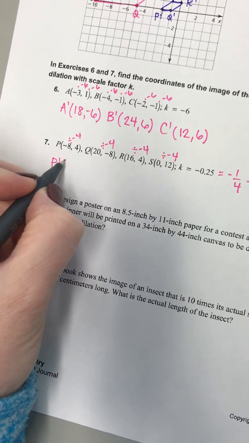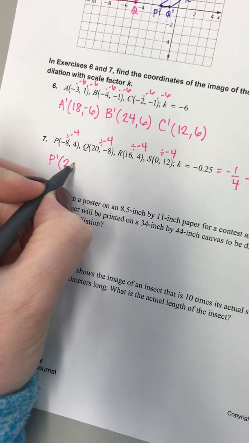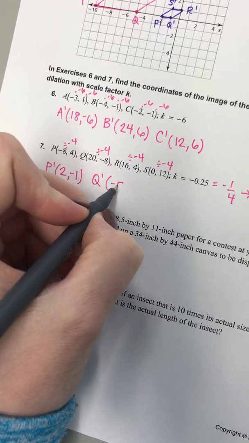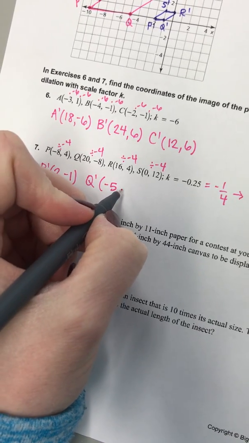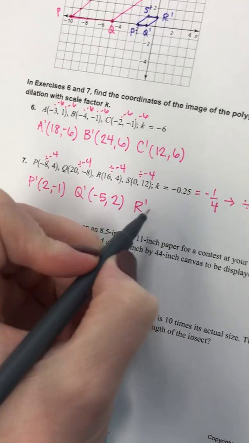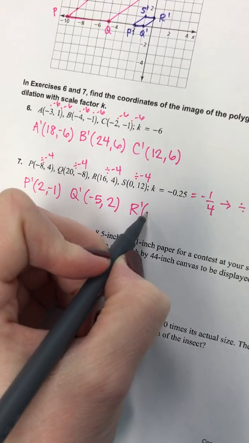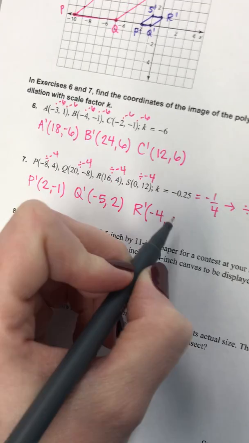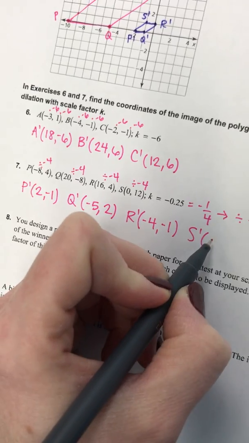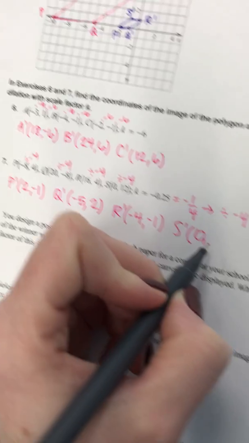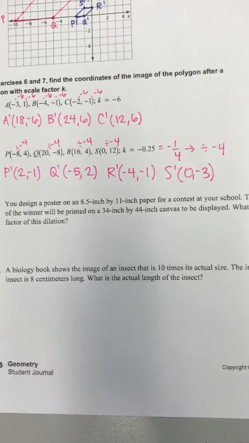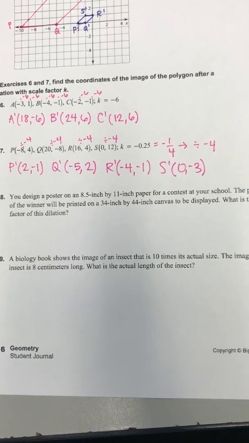So negative 8 divided by negative 4 is 2. 4 divided by negative 4 is negative 1. 20 divided by negative 4 is negative 5. Negative 8 divided by negative 4 is 2. 16 divided by negative 4 is negative 4. 4 over negative 4 is negative 1. And finally, 0 divided by negative 4 is 0. 12 divided by negative 4 is negative 3. So we've got our new coordinates there.